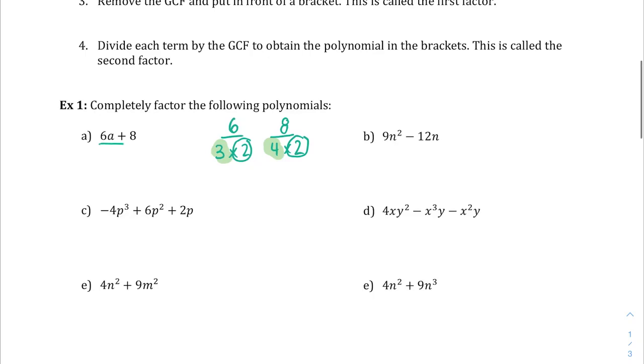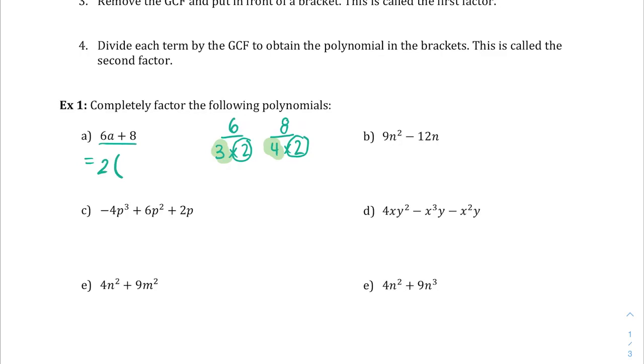So the expression 6a plus 8 has only one variable, so a will not be common to the two terms. It's only in one term, so that cannot be factored out. So the only factor that we can take out is a 2. So we're going to open up the brackets.